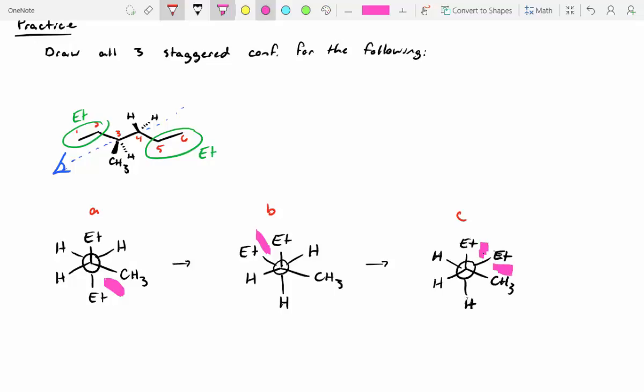So if we were to rank these, we would say most stable. Would B be second most? I'd say so. I'd say second most. And then least stable. Make sense? Sometimes it takes a little bit of practice.